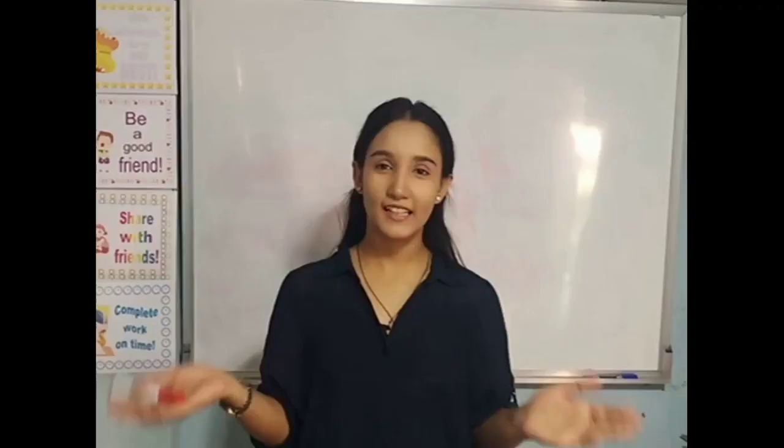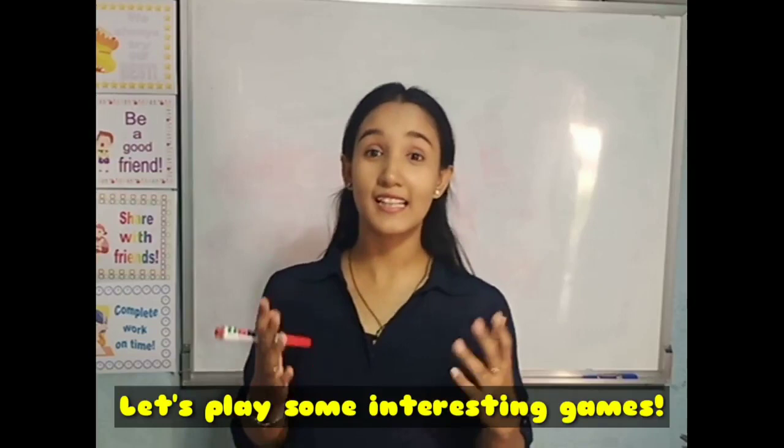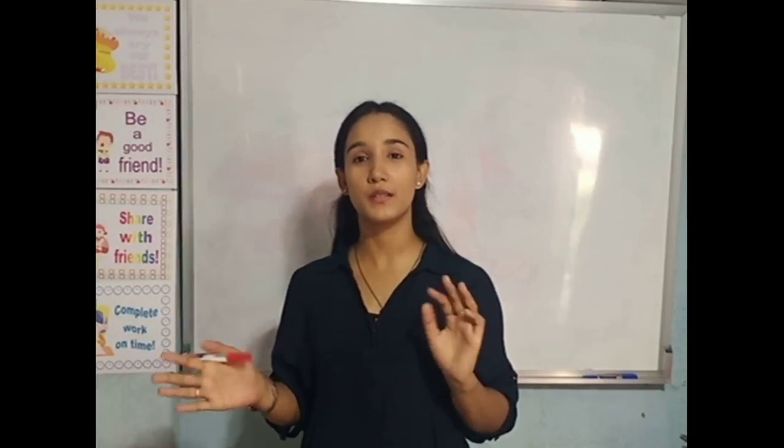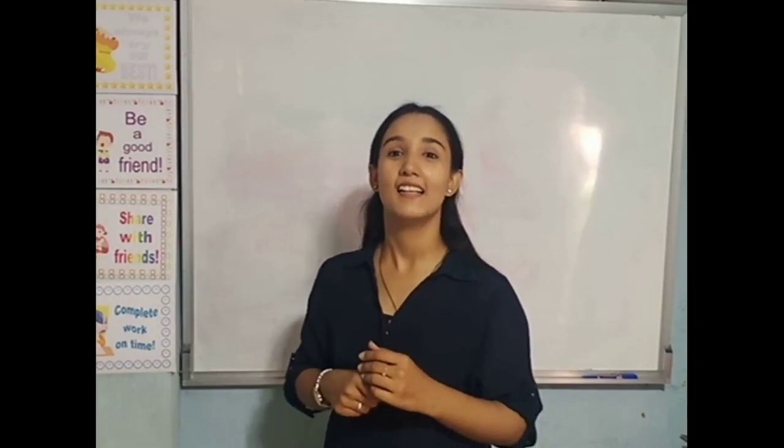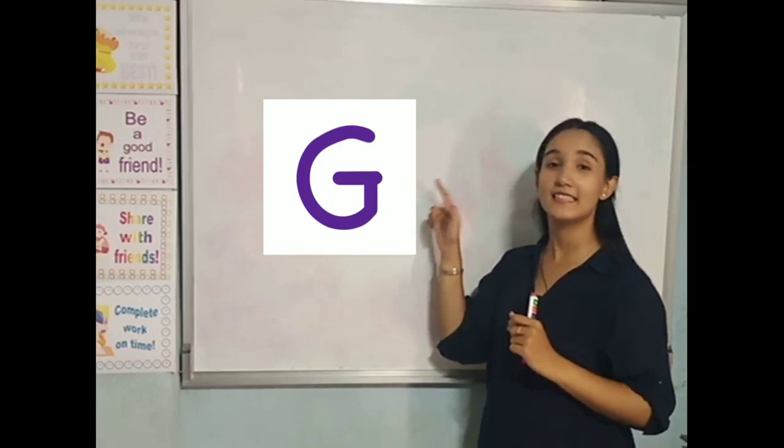Okay, kids, now you know how to read and write the alphabet. It is time to play an interesting game about the alphabet. Are you ready? Okay, I will show you some alphabets, and you should tell me what alphabets these are. So, let's start. Okay, here. What is this? Yeah, correct. This is G.